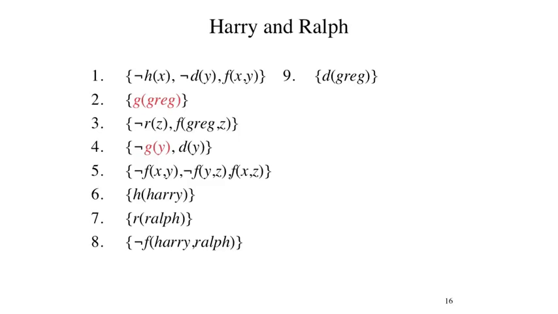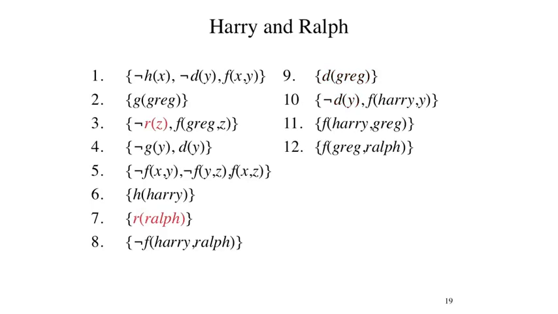Now we have our clauses. All we have to do is go to work with resolution. So first we resolve the clause on line 2 with the clause on line 4 to derive the fact that Greg is a dog, with y bound to Greg. We resolve the clause on line 6 with the clause on line 1 to derive the clause on line 10. And we resolve these two results to derive the fact that Harry is faster than Greg. Next we resolve the clause on line 7 with the clause on line 3 to derive the fact that Greg is faster than Ralph.